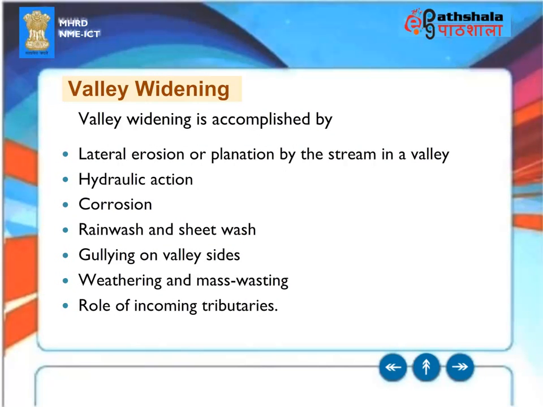Valley widening. Valley widening is accomplished by lateral erosion or planation by the stream in a valley, hydraulic action, corrosion, rainwash and sheet wash, gullying on valley sides, weathering and mass wasting, and the role of incoming tributaries.